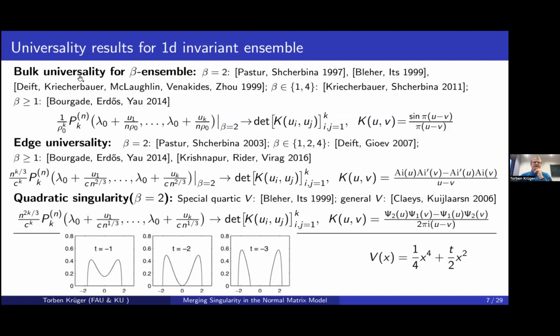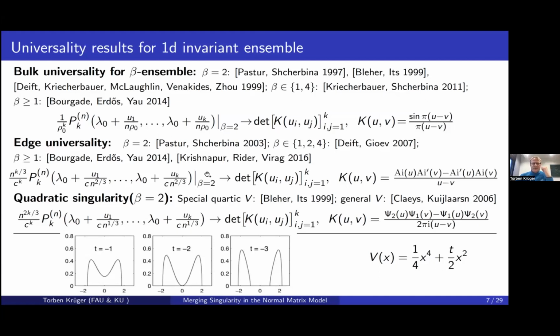As you can see, for the bulk, so inside the spectrum where the density is positive, showing that the local correlation function converges has been done for beta equal to 2, then for 1 and 4, and later also for arbitrary beta. And in this case, the universal kernel that comes out of this is the so-called sine kernel.